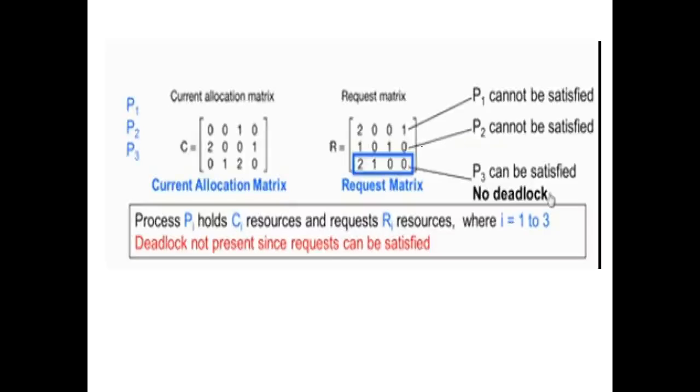The same problem we have discussed here. See, this is the current allocation matrix and the request matrix. So P1 is requesting 2 tape drives and 1 Blu-ray, which are not available. So P1 cannot be satisfied and even P2 cannot be satisfied, but we can satisfy process 3's demands, so no deadlock occurs. So this is how the current allocation matrix and request matrix help the operating system to detect the deadlock.